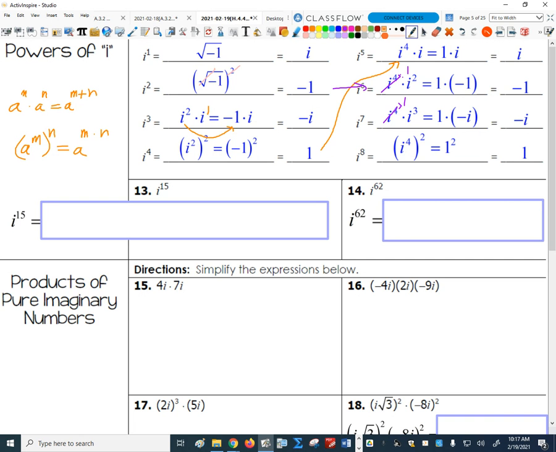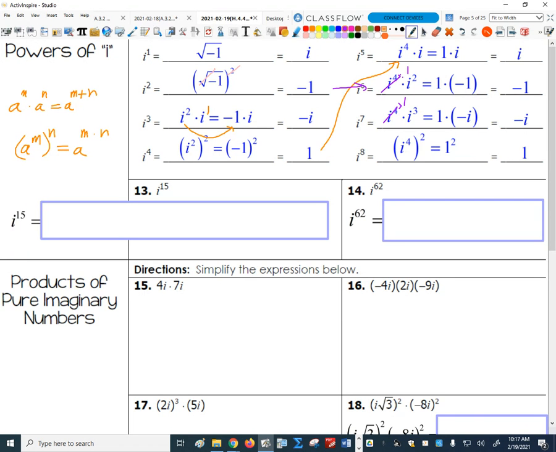Everybody see that? If I did i to the 9th, i to the 10th, i to the 11th, and i to the 12th, it's just going to cycle through that same pattern again, isn't it? It just keeps repeating. And so the powers of i are pretty easy to deal with. We can either think of them as going in fours, or even more easily, if I want to do i to the 15th, I just have to use the same strategy.